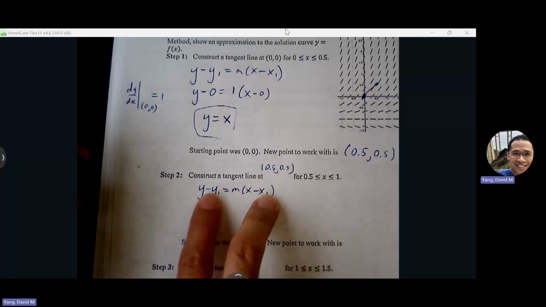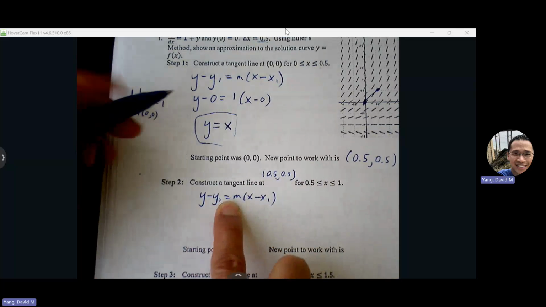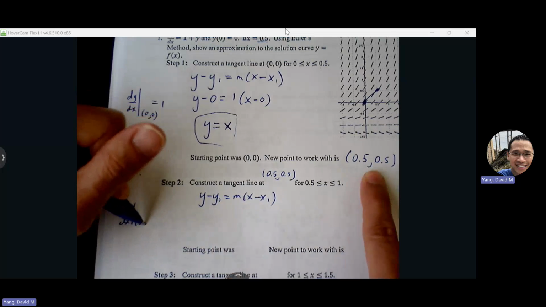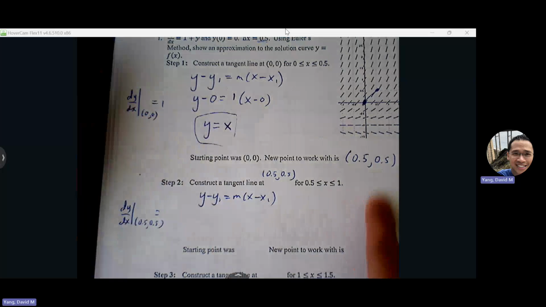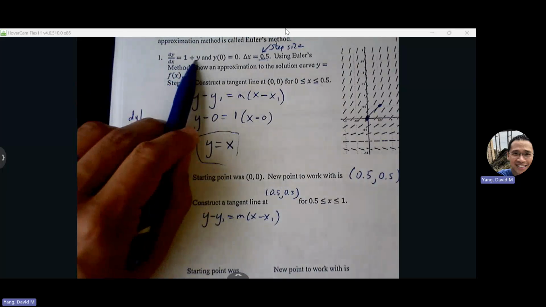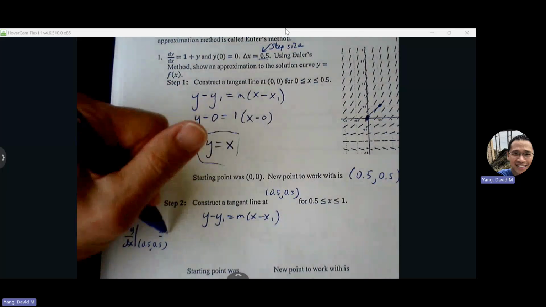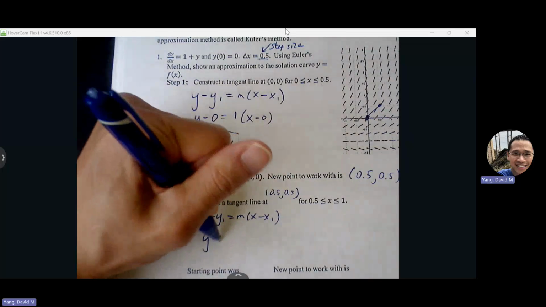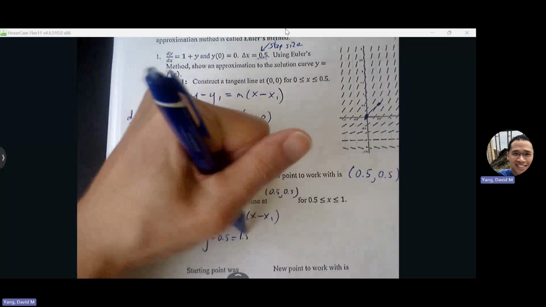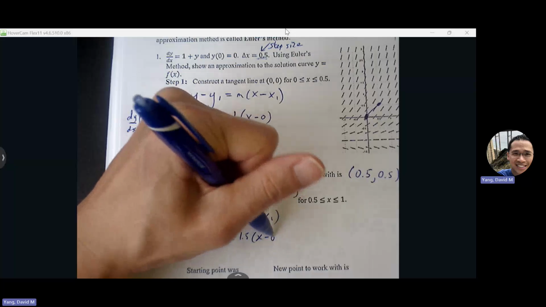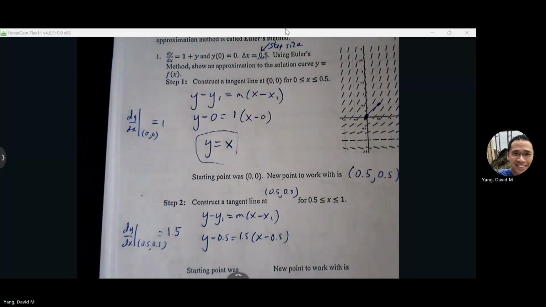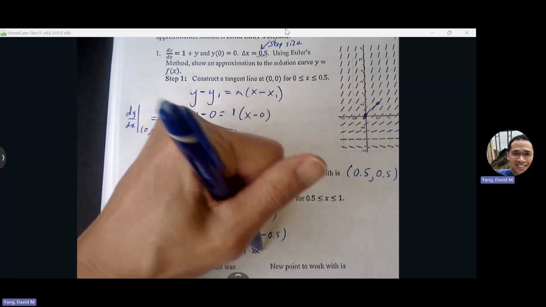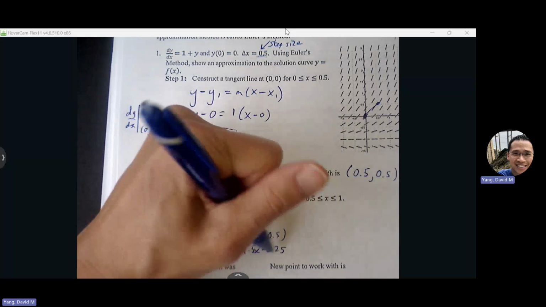So we have our ordered pair that we want to plug in. The slope, again, is coming from the derivative equation, dy dx. Now we're plugging in 0.5, 0.5. But again, the derivative is only needing the y value, doesn't need the x. So 1 plus 0.5 is 1.5. Okay, so then we create our equation, y minus 0.5 is equal to 1.5 times x minus 0.5. I'm going to solve for y here, so I'll get 1.5x minus 0.25.